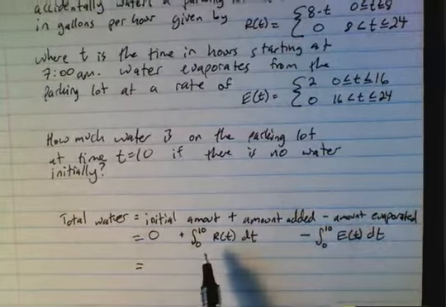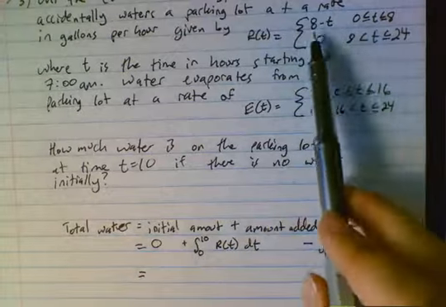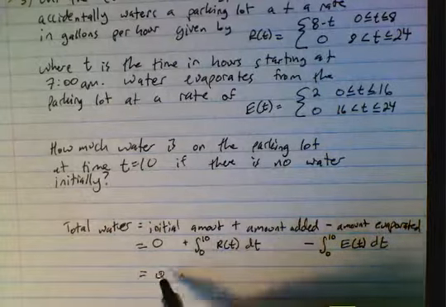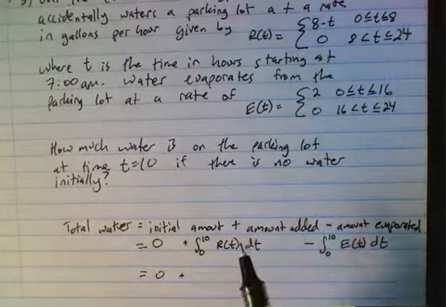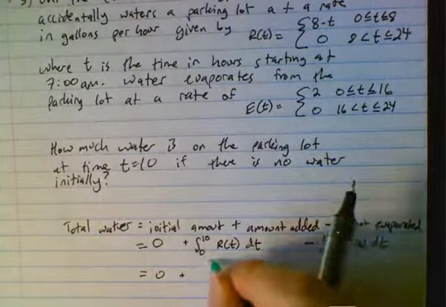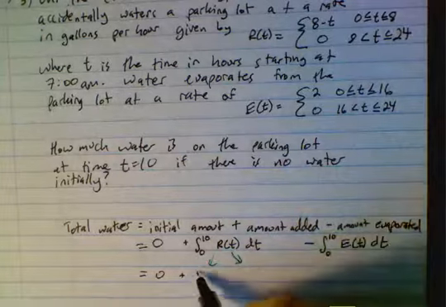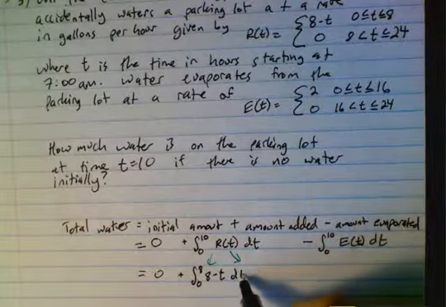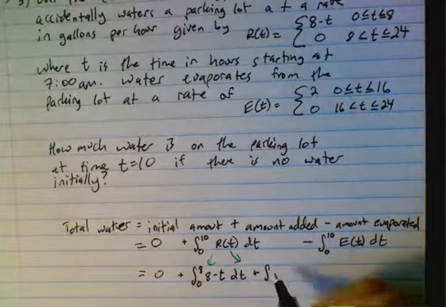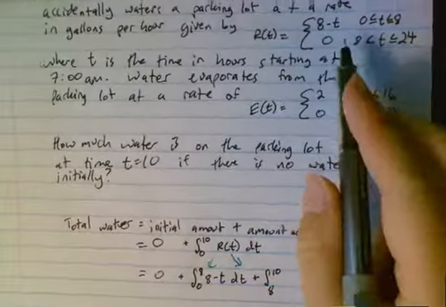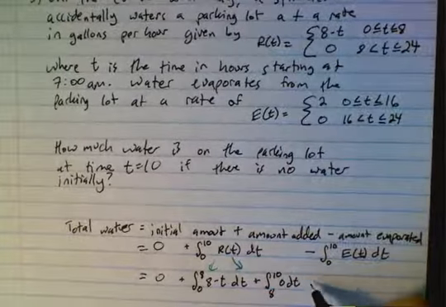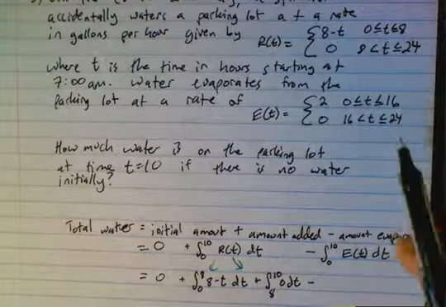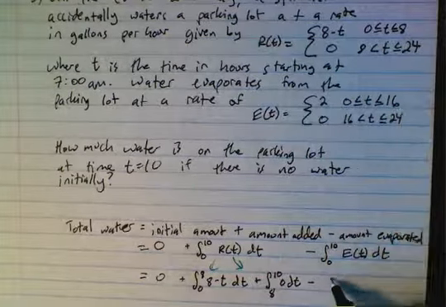Notice that these are both piecewise functions, so we have one function going from 0 to 8, another function going from 8 to, and we'll stop at 10. So that means that this is going to split up into two different functions. One is the integral from 0 to 8, and that function is 8 minus t. And the other is the integral from 8 to 10, which is just 0. This one, however, has the same function from 0 through 16. That's further than 10. Since we're stopping at 10, we're only going to be using this first piece.